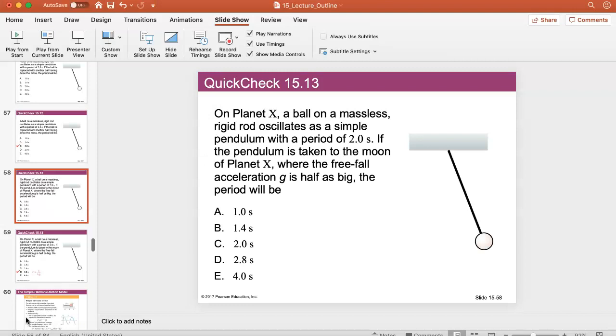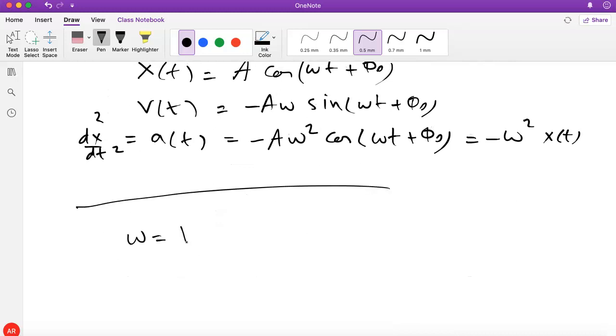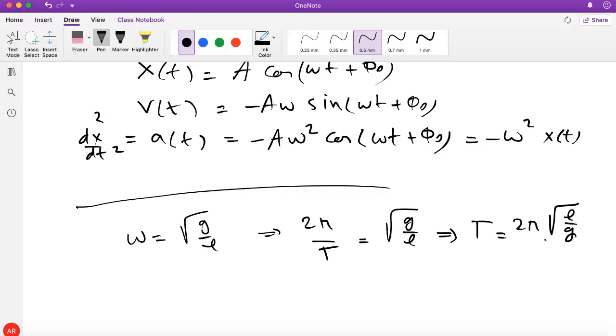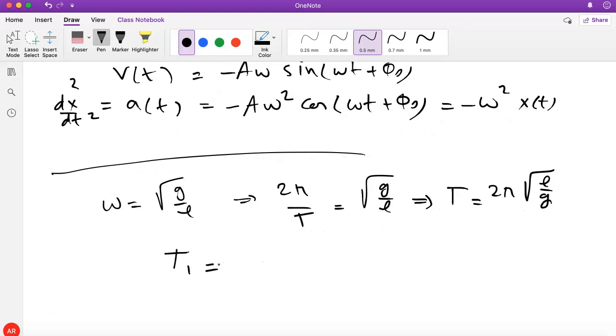Now, let's do this a little bit more slowly. So we said omega is square root of g over L for a pendulum. Therefore, 2 pi over T is omega, and T becomes 2 pi square root L over g. So let's say t1 is this. What happens if g is reduced by a factor of 2? What happens if g goes to g over 2?